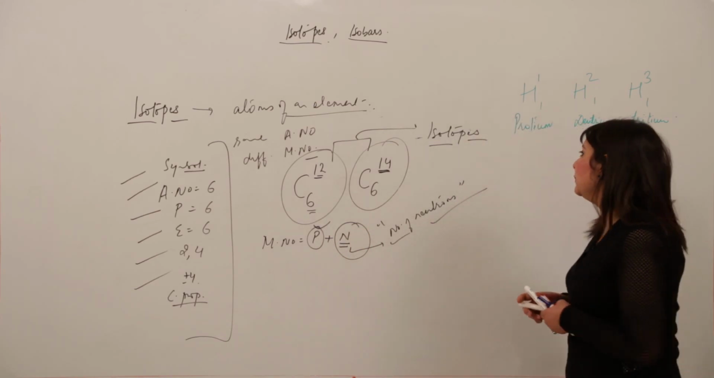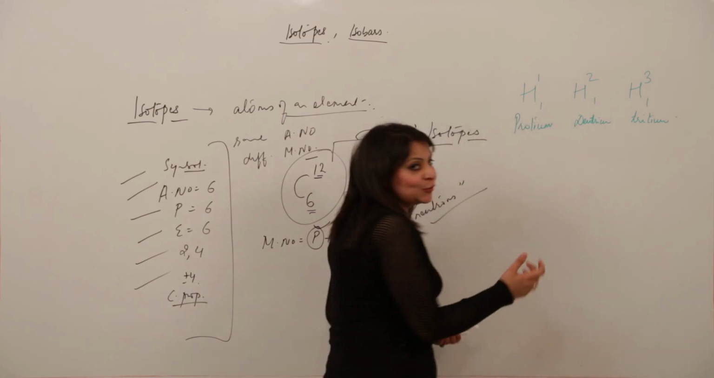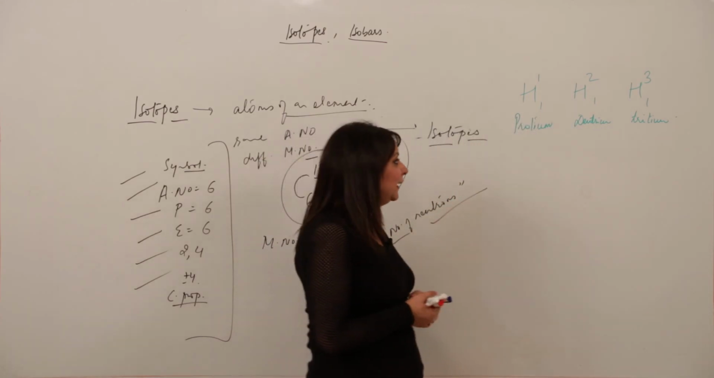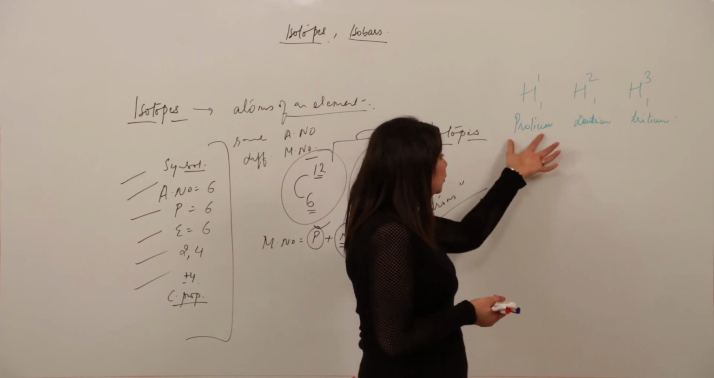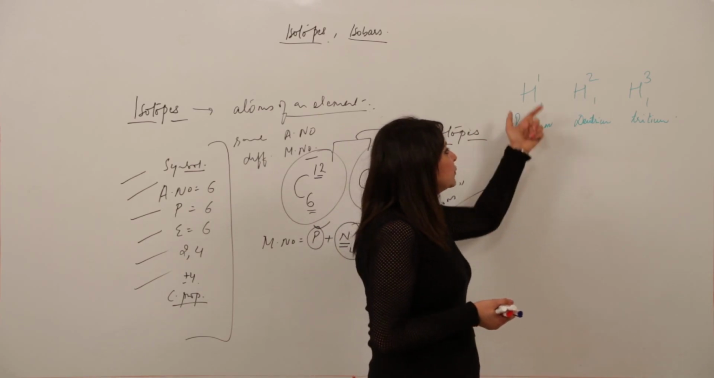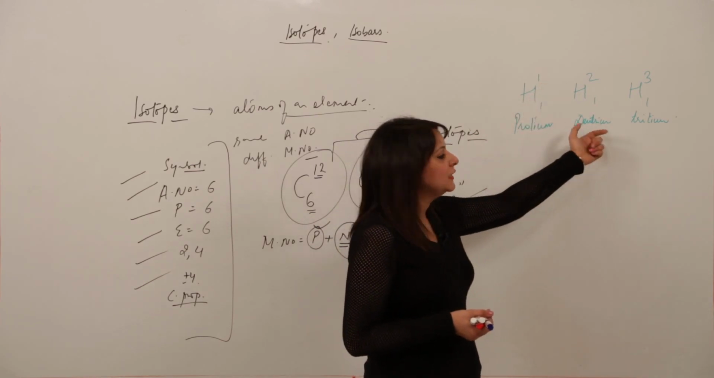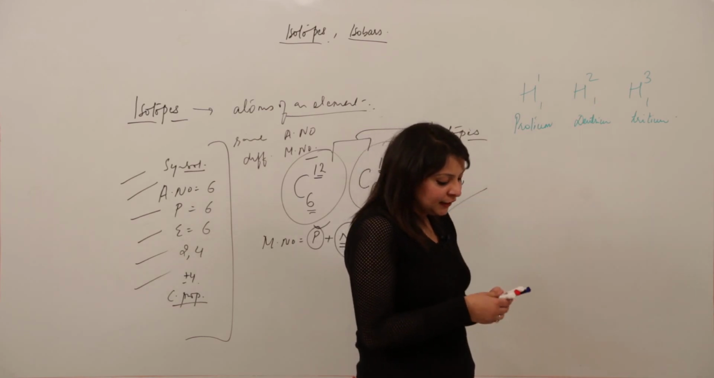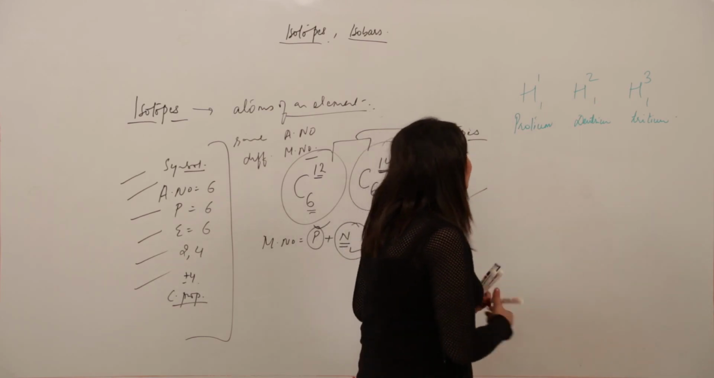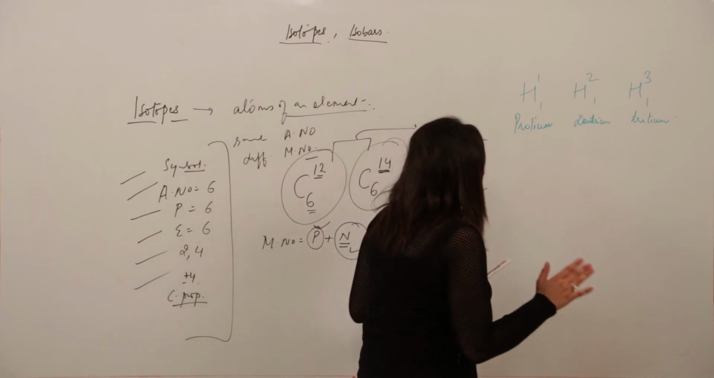So remember, it is an interesting point that in the case of hydrogen the isotopes have different names: protium, deuterium, tritium. Hydrogen with mass number 1 is protium, mass number 2 is deuterium, mass number 3 is tritium. Similarly, we have a few more examples, not names, only examples.